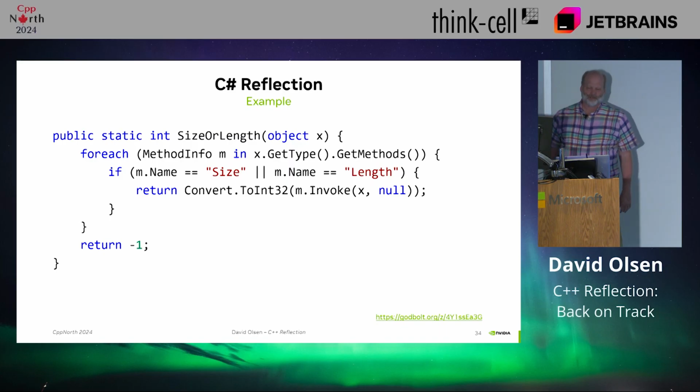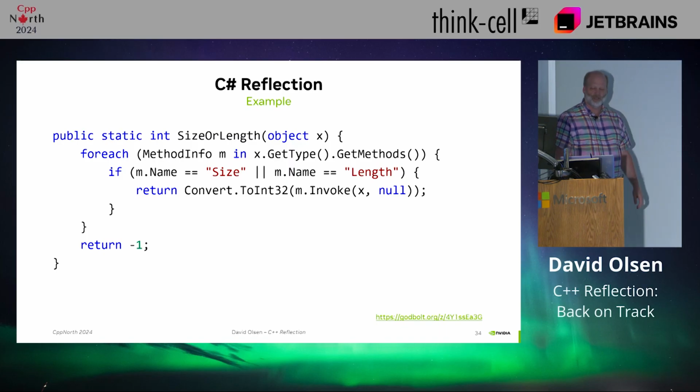So we want to write a function that accepts any kind of object, checks if it has a method named size or length, call that method, and return the result. This is slideware, meant to show the use of reflection, so the error handling is minimal. This is the C# solution to the problem.